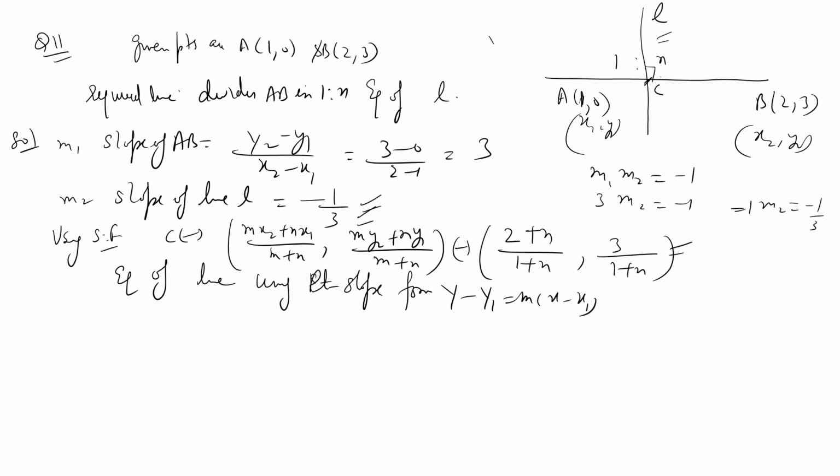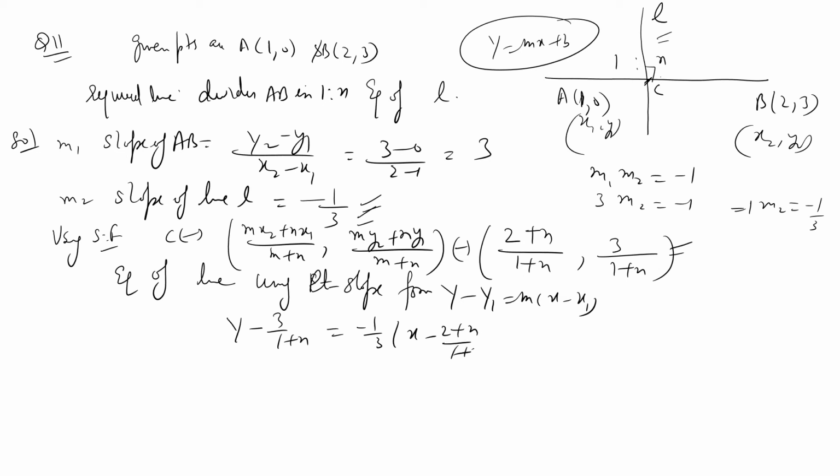Slope intercept is just this, mx plus p. So I don't have the intercept. So this is y minus this, m times. So let us take the LCM, and the denominator will be cancelled. So minus 1 plus n times x minus 2 plus n.